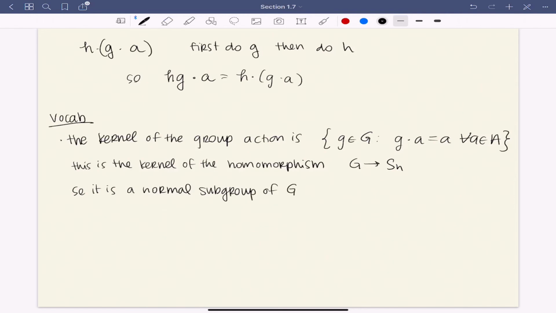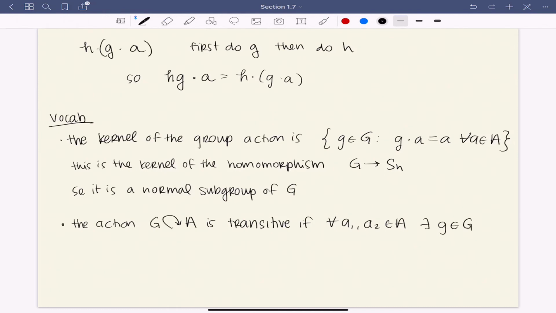And then the other thing is that we'll say that the action of G on A is transitive if for all A1, A2 in A, there exists g in G with g dot A1 equal to A2.